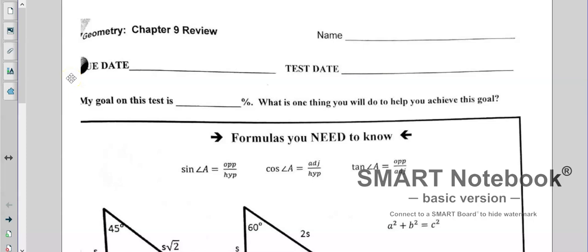All right. So the review. Sorry about this down here. It's this new setting on the computer I'm trying to get fixed.